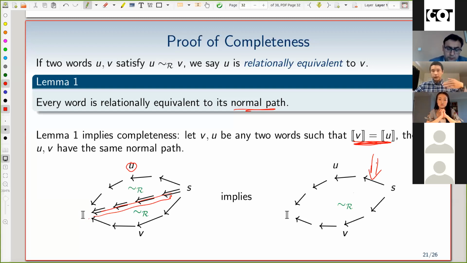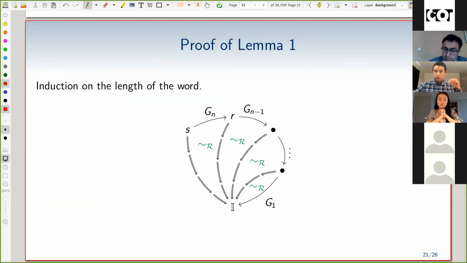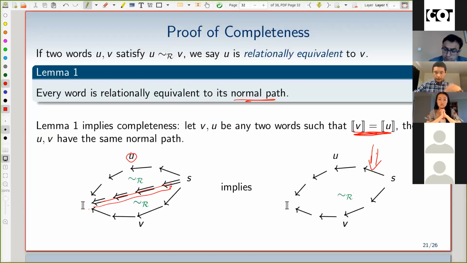So now the hard part transfers to this Lemma 1. We want to show Lemma 1. To do this, we have to use induction, because every word has a length.